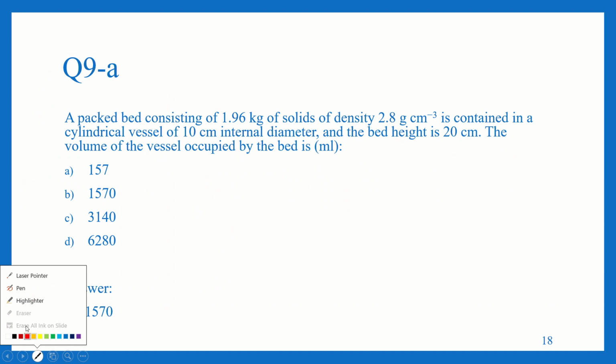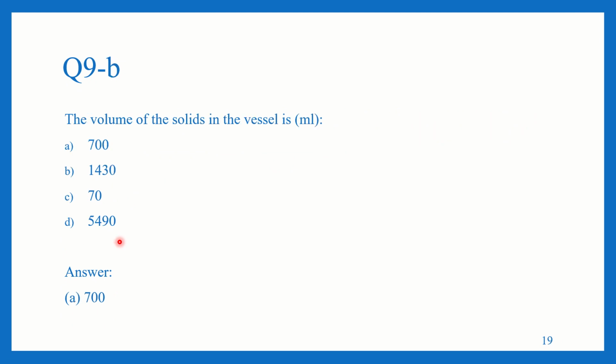In the first part, it is asked that a packed bed consisting of 1.96 kg of solids of density 2.8 gram per centimeter cube is contained in a cylindrical vessel of 10 centimeter internal diameter and the bed height is 20 centimeter. What is the volume of the vessel occupied by the bed in ml? 157, 1570, 3140 or 6280. So we'll calculate it, and first we'll calculate this.